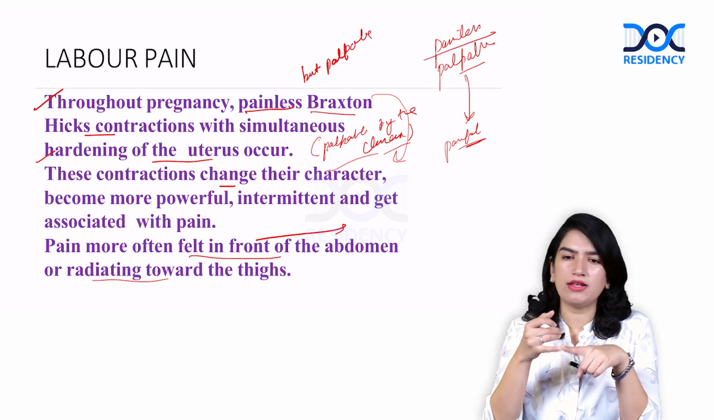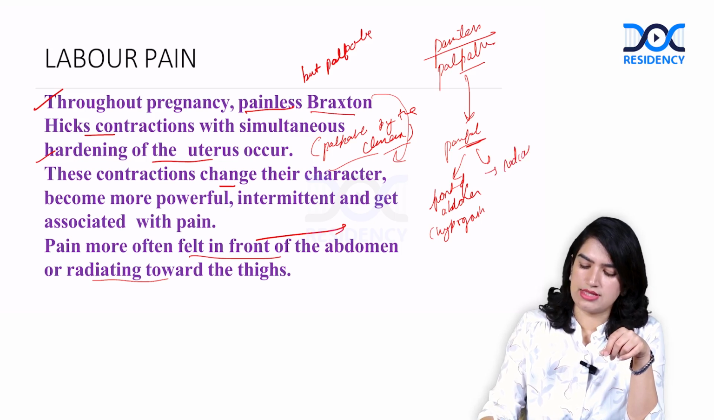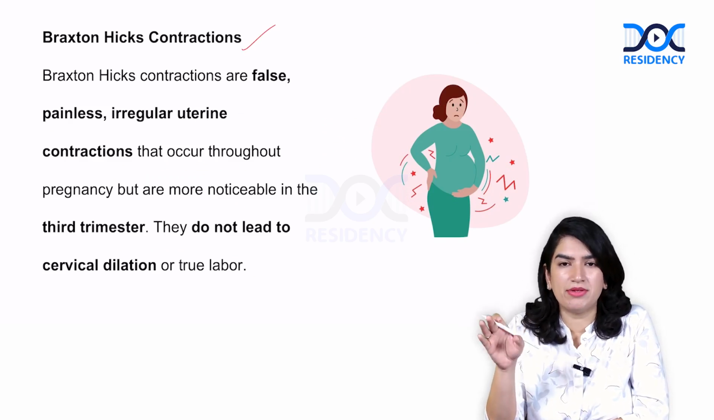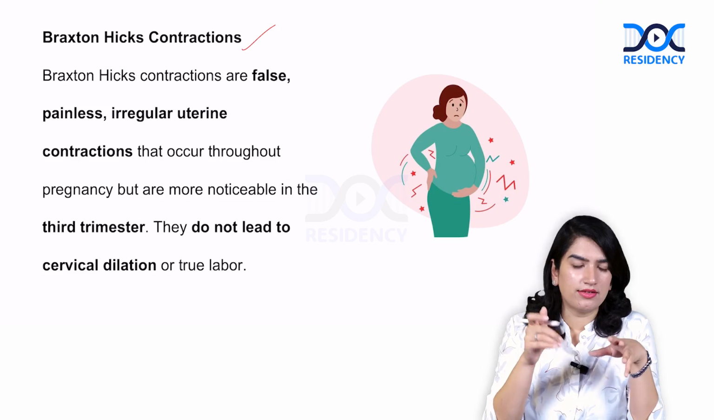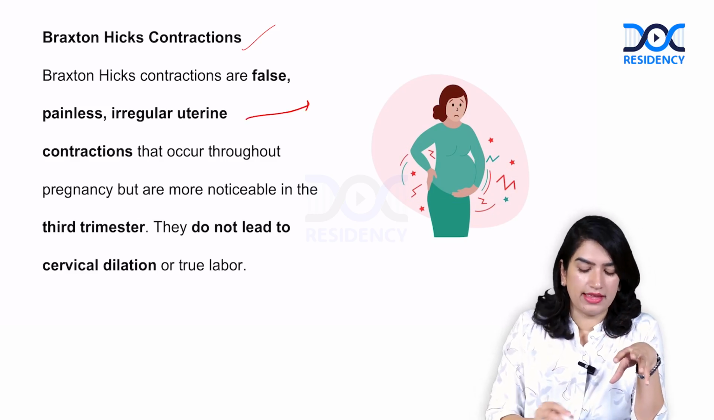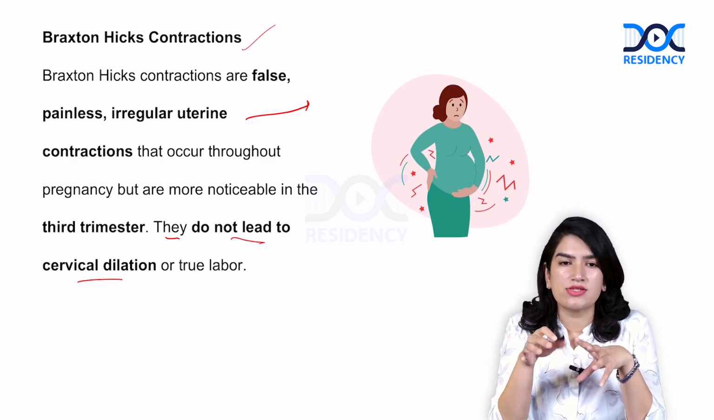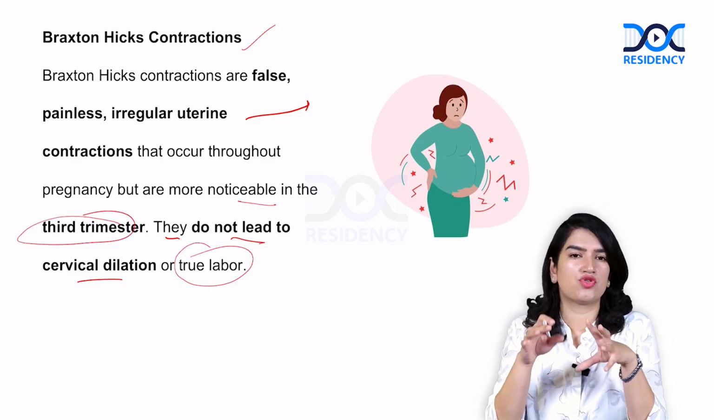What is the location of this pain? It is restricted to the front of the abdomen, mostly the hypogastric region, and it can radiate towards the thighs. So these contractions are the contractions present in cases of false labor at the very beginning, where they are initially painless, irregular, and later on become painful. There is no associated cervical dilatation, and Braxton Hicks contractions are noticeable in the third trimester, but they are not associated with true labor.